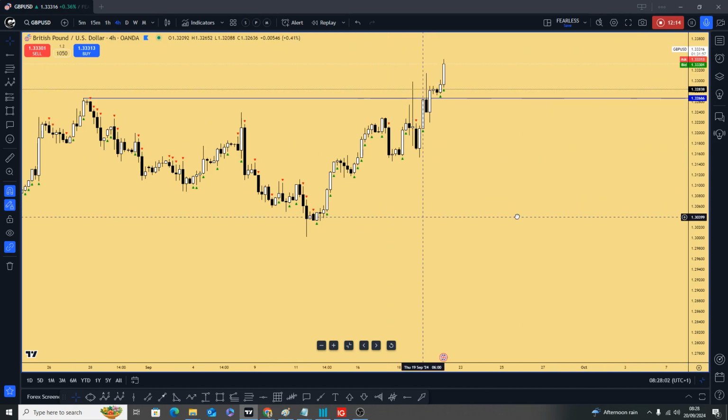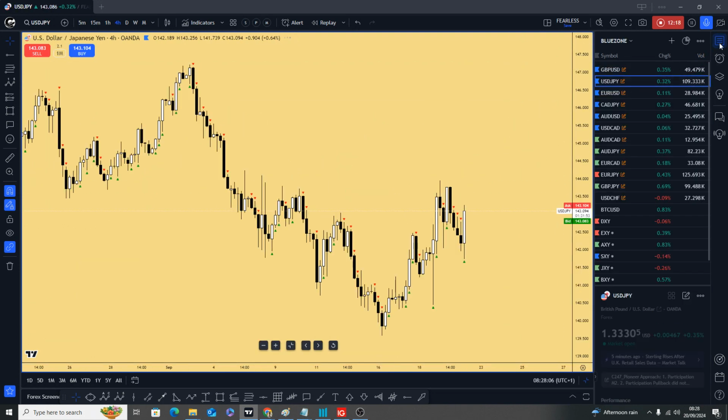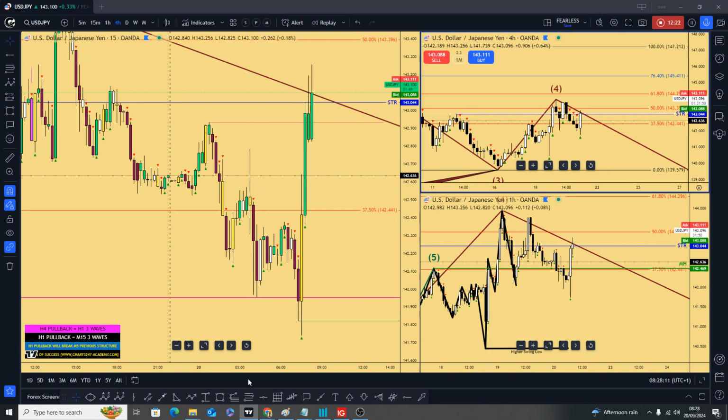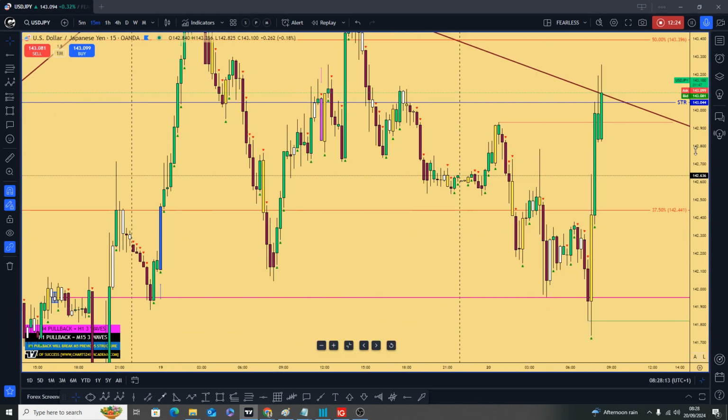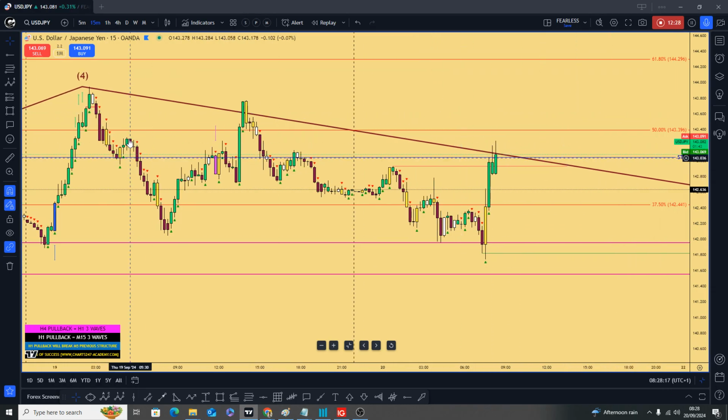For me, the highest probability trade is still the US dollar Japanese yen. This one is playing nicely in the way we expected it to play. Let's go on the 15-minute chart, even though I don't want to do that, but you can see what we are talking about. We started talking about this trade 2 days ago, and I said I didn't buy this. I did not buy because I was expecting a failure. And you can watch those ideas.